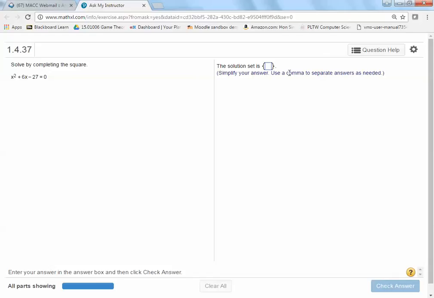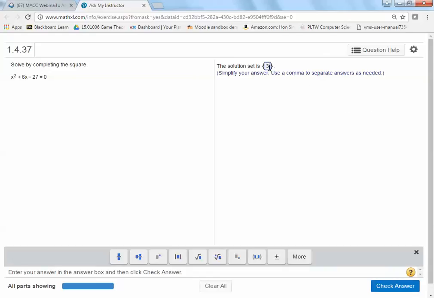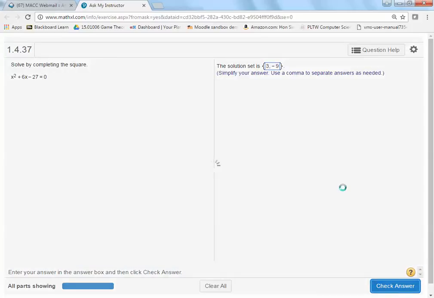Simplify your answer. Use a comma to separate. So 3 and negative 9. And that's how you'd work that problem.